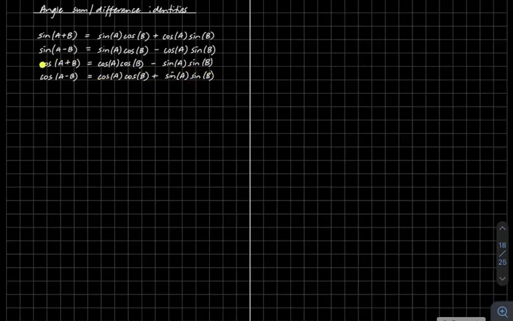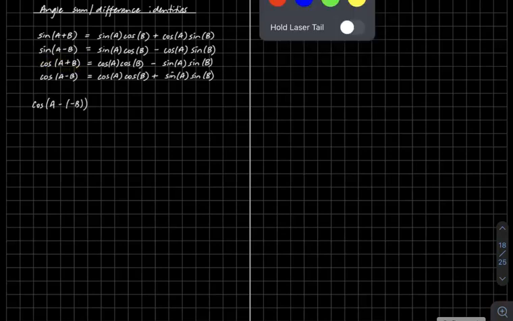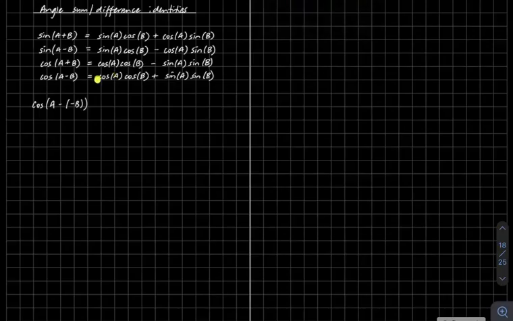Well, I could prove or show the third one here just by replacing this b with a minus b. So if I went cos of A take away negative b, which is in fact the same as cos of A plus b, isn't it? But if I use this final identity here, and wherever I see a b, because it's cos of A minus b, but I'm doing cos of A take negative b, so wherever I see a b here, sub in a negative b, and I'll be able to show that I in fact get the one before that.